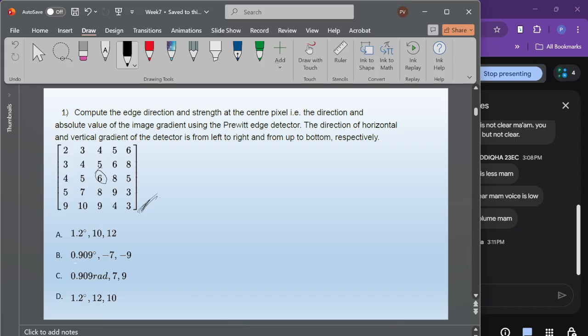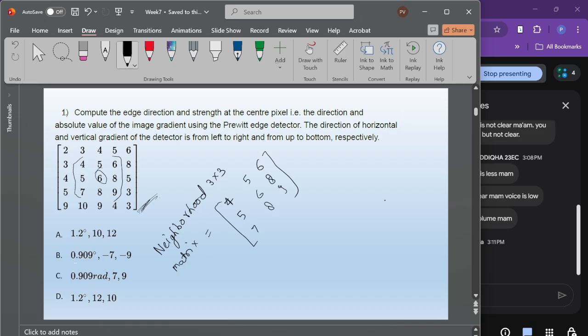To apply the Prewitt operator, we extract the 3 cross 3 neighborhood image matrix. So which one is the 3 cross 3 neighborhood matrix? This one, right? The neighborhood 3 cross 3 matrix is 4, 5, 6, 5, 6, 8, 7, 8, and 9, right?